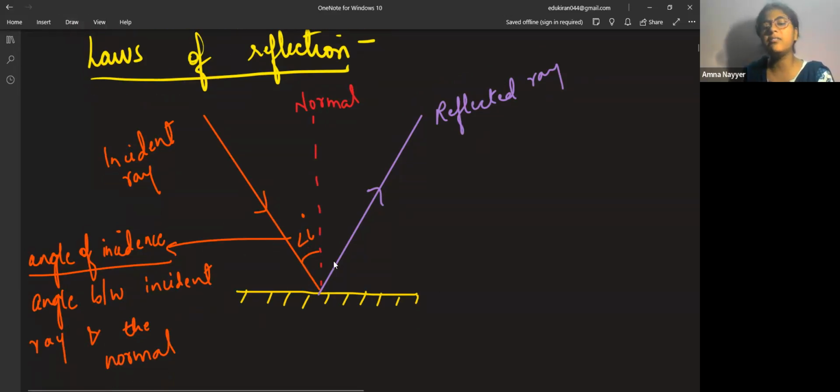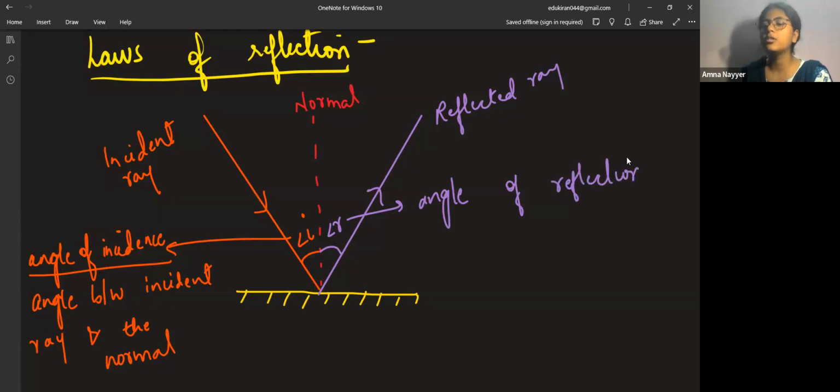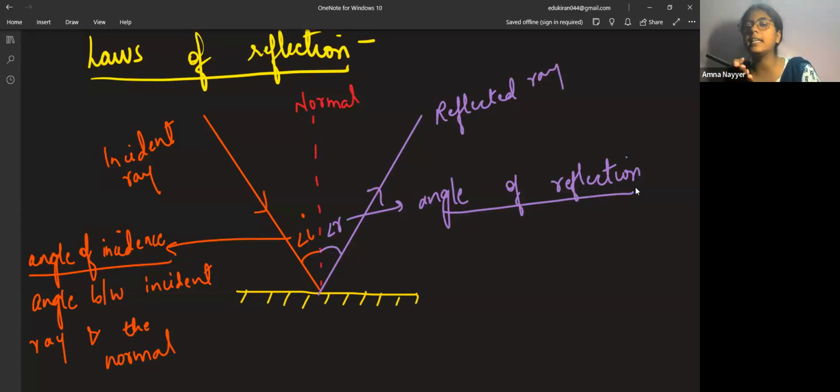And the second will be very much similar. This becomes the angle of reflection. So again, what is meant by angle of reflection? The definition of angle of reflection is also not difficult now. It's the angle that is formed between the reflected ray and the normal.